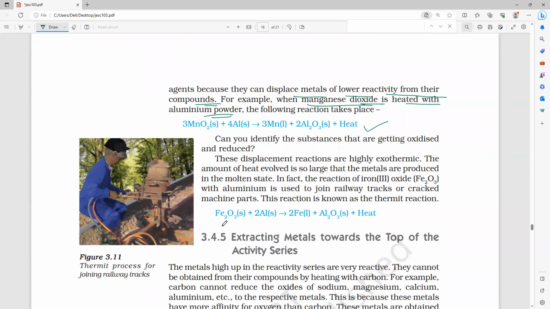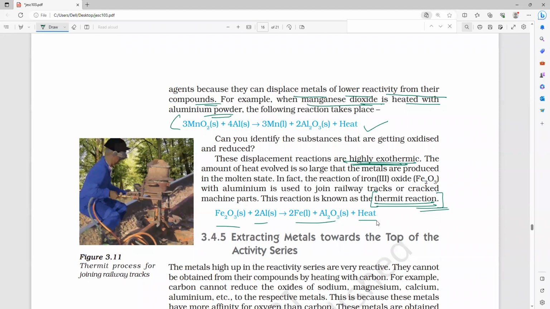And iron oxide is heated with aluminium. This is the reaction that will take place. So both of these are highly exothermic reactions. What do we call these reactions? Everybody? Yes, thermite reaction. Thermite welding, or thermite reactions.